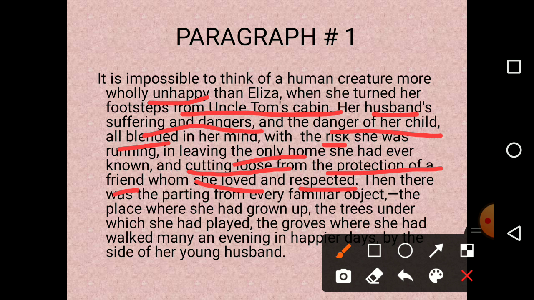Then there was the parting. Parting means going far away from, leaving that thing behind, from every familiar object. Every familiar object means she has known these things all her life. For example, the place where she has grown up. Grown up means she has grown bigger. Okay, from a child, she is now a woman. The trees under which she has played.